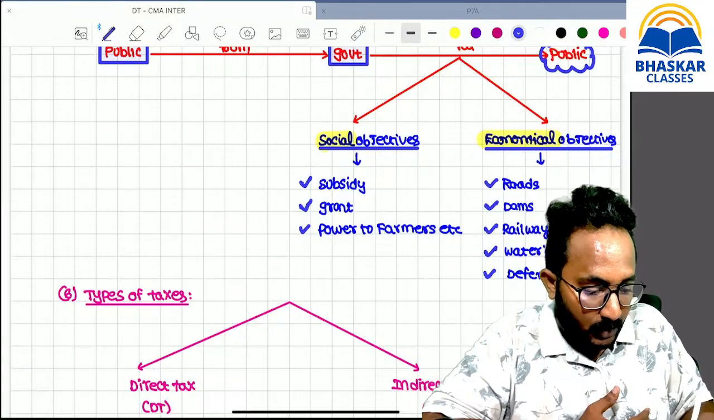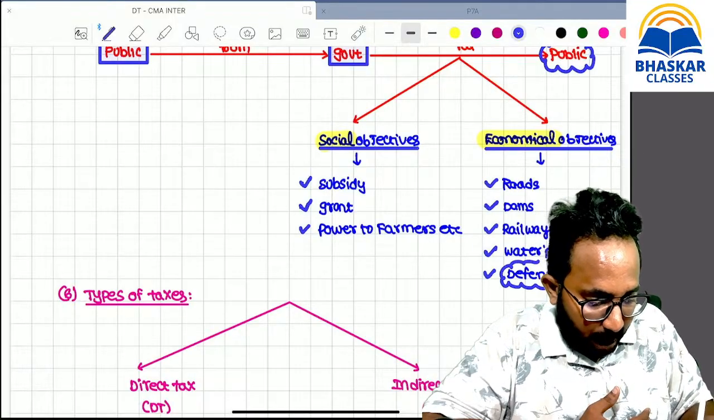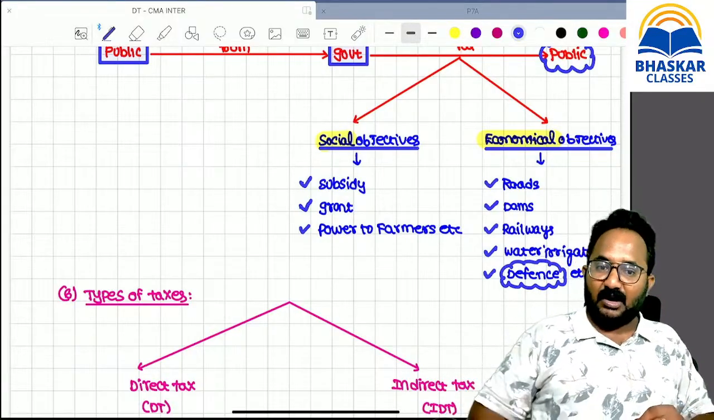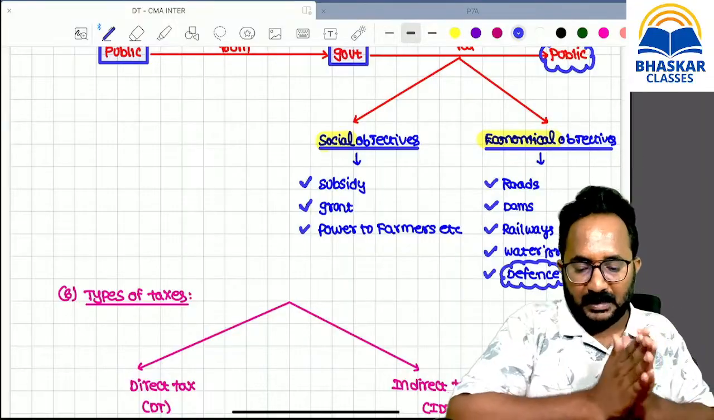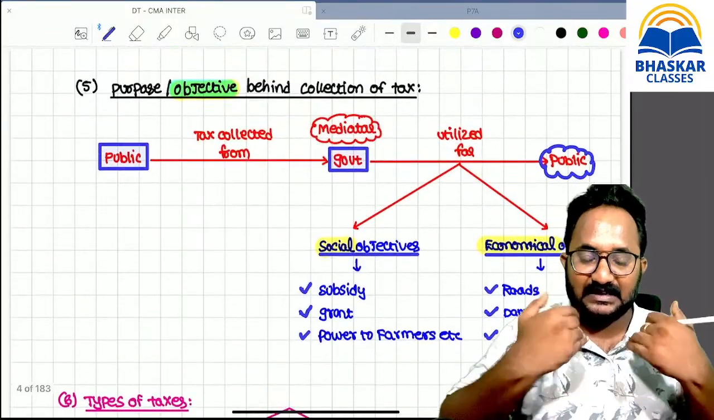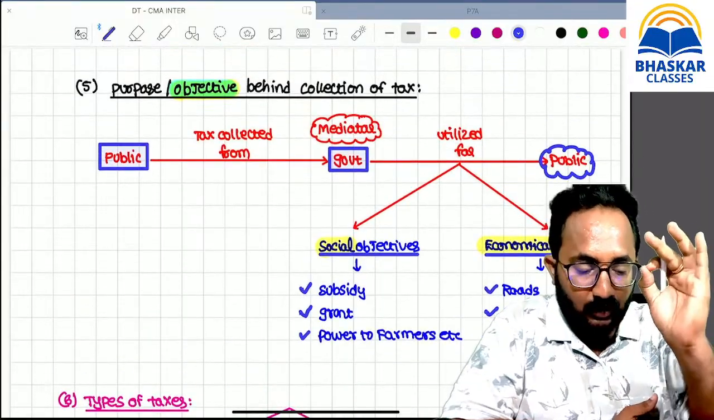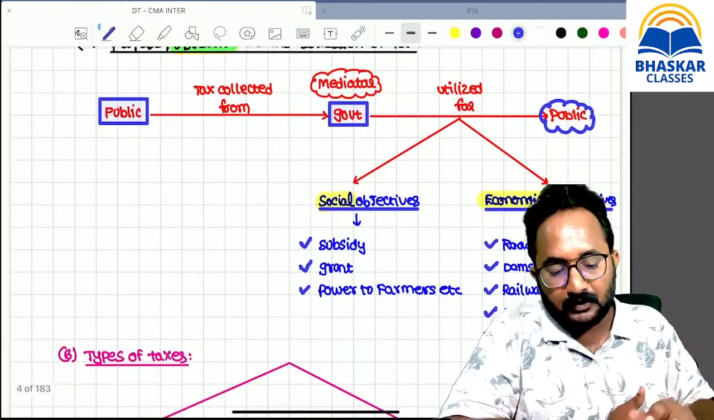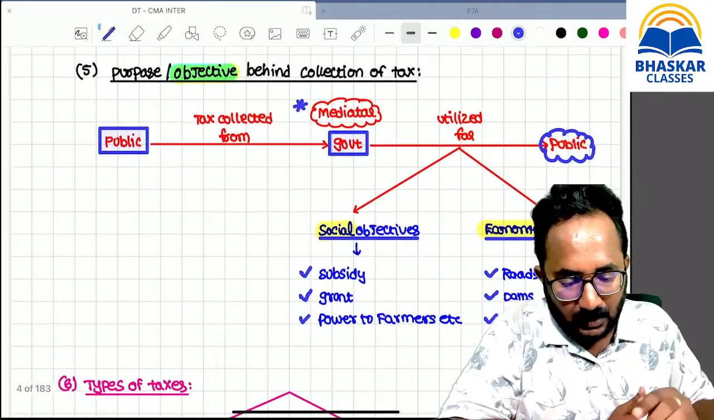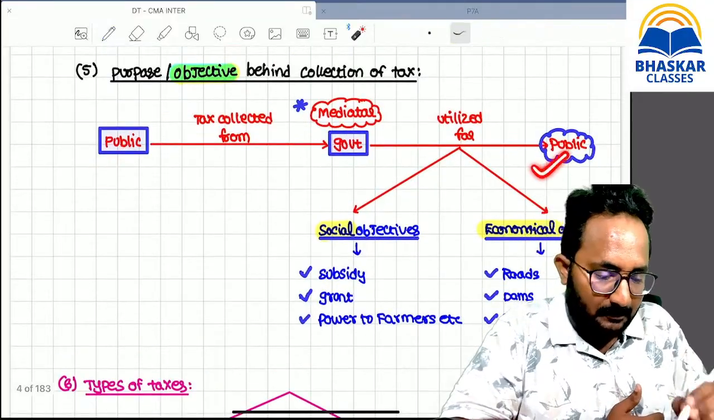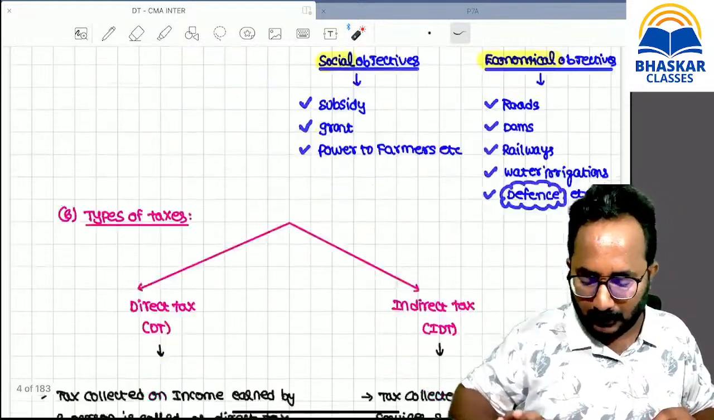I think now you can realize which is the most important thing in our present economic situation. Clear? Yes, give me confirmation. What are the objectives for collection of tax? Social and economic objectives. Here the government is just acting as a mediator, collecting the tax from the public and utilizing it also for the public.